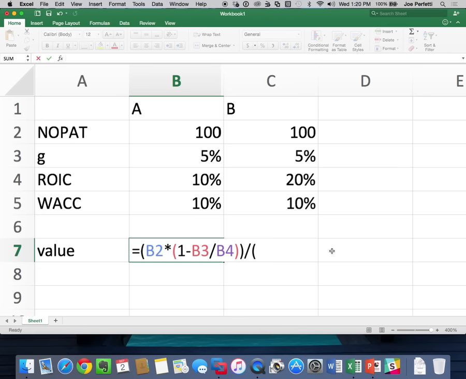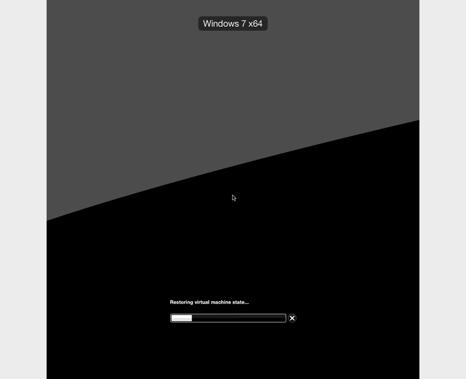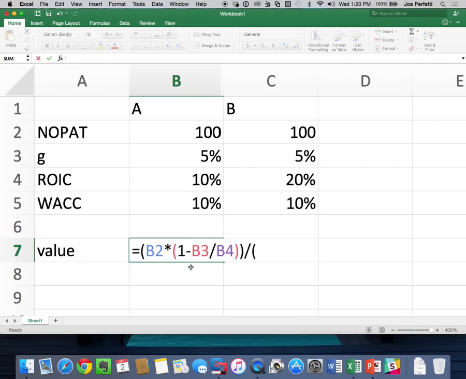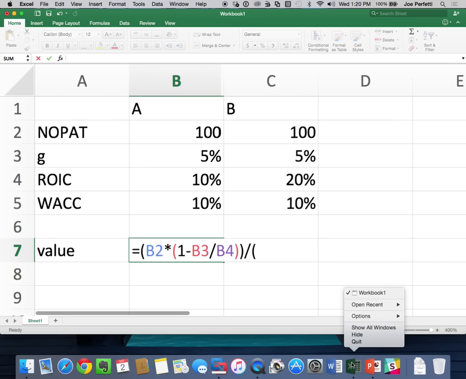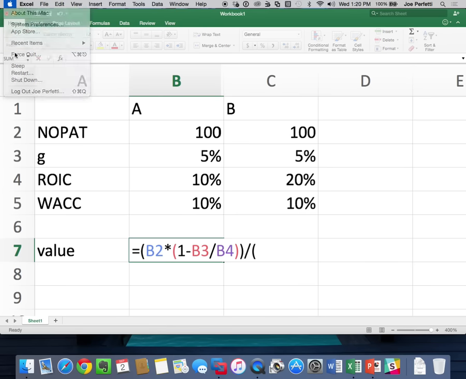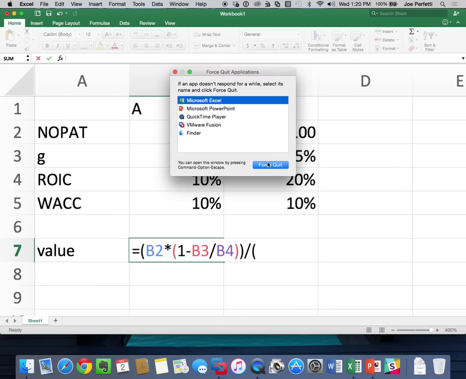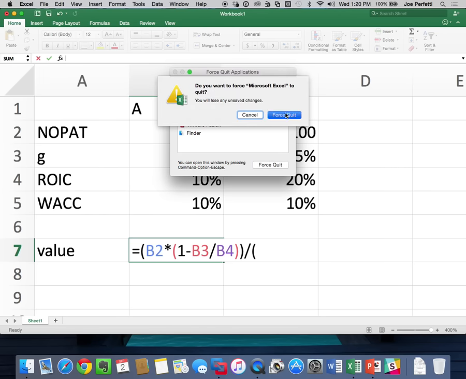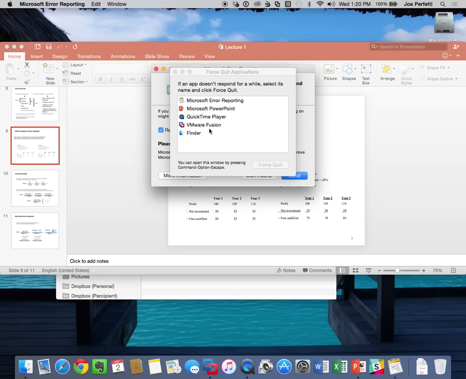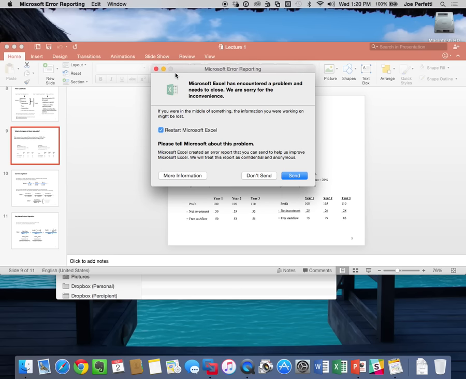Hello. Okay, let's see if Windows quit. No. First quit. Well, it's not dead, but we'll kill it anyways. Try this again.